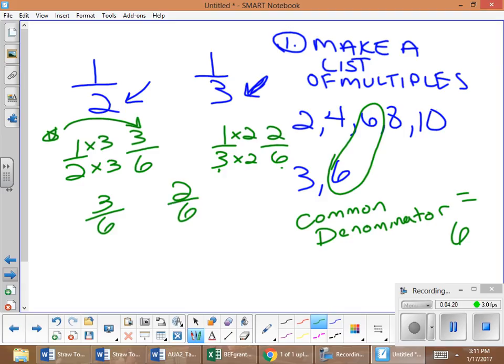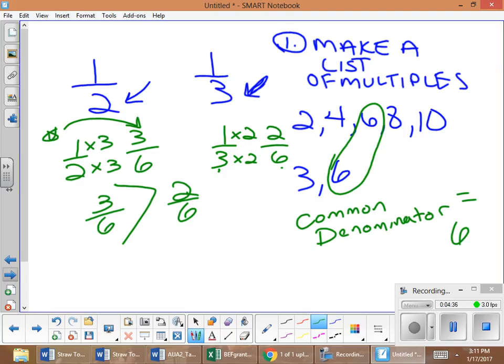If I were to ask you which one was bigger, you can easily see right now, what's bigger, 3/6 or 2/6? You guys know that 3/6 is bigger. There you go. Or if you were to put them in order, you can say 2/6 comes before 3/6. So it is a very useful tool.